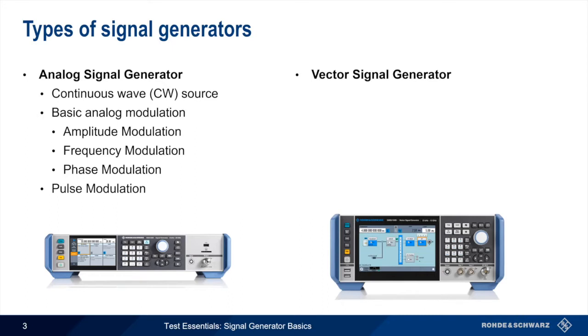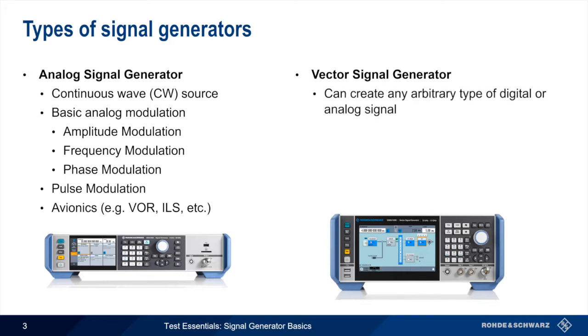And there are also a few special types of purely analog modulation, such as the various avionics standards, that can be generated using an analog signal generator. A vector signal generator, on the other hand, can create any arbitrary type of digital or analog signal. For example, a vector signal generator can produce different types of digital modulation, such as the different flavors of Wi-Fi, cellular standards like LTE and 5G NR, GPS and other global navigation systems, etc.